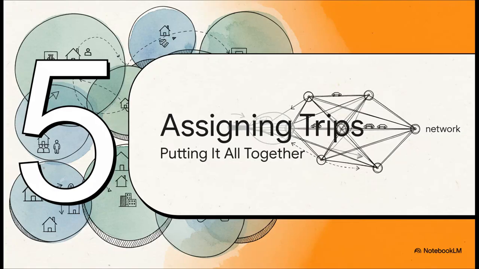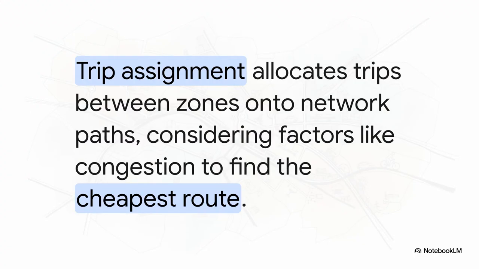So we've got our zones, which are generating trips, and we've got our network of links and nodes ready to carry them. Now it's time to put it all together in the trip assignment step. This is the moment of truth. The model takes all those trips going from one zone to another and starts assigning them to the network, always looking for the cheapest path. And in this world, cost usually means time.